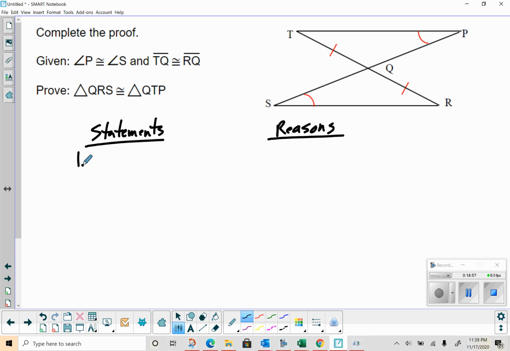Oh my goodness, where do we start? It's always a good idea to start with the given information. Angle P is congruent to angle S, given. There's another one. That segment TQ is congruent to segment RQ, given. Well, that was pretty easy.